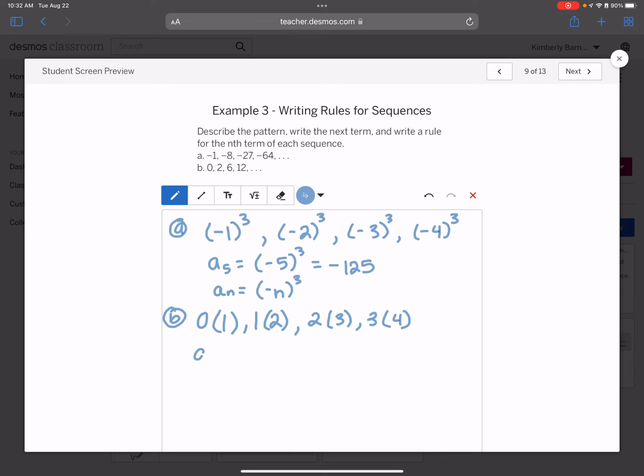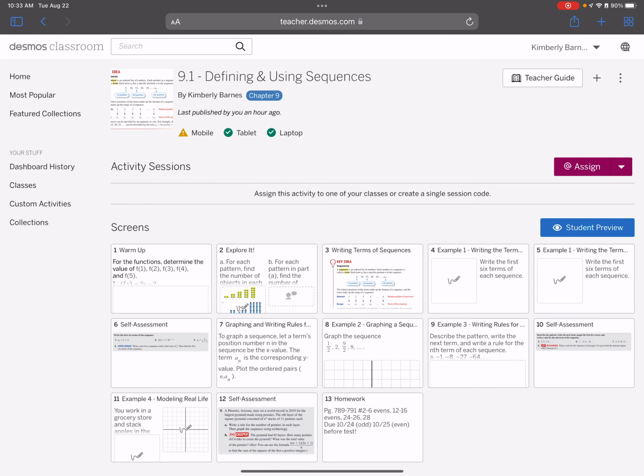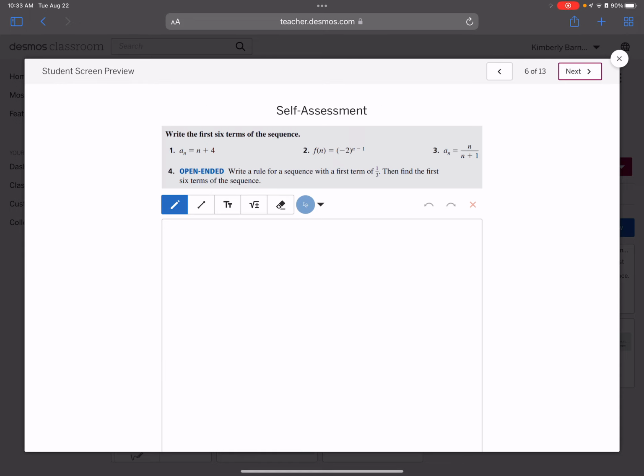So a sub 5, I'm taking 5 and multiplying it by the previous position, 4. So the fifth term would be 20. The way I'm going to write that, a sub n, if I'm multiplying each position, that's n, times the previous position. Well, what comes before n? n minus 1. Sorry, guys.